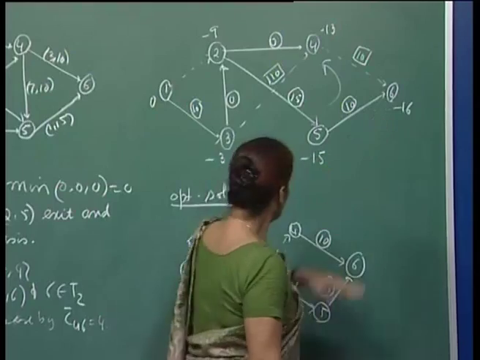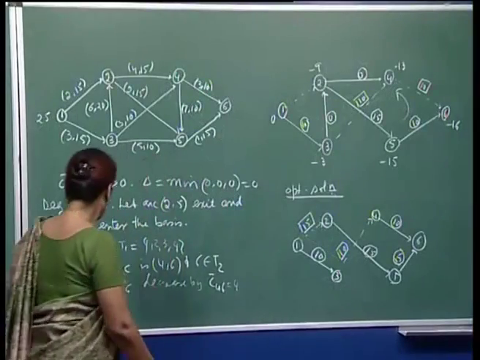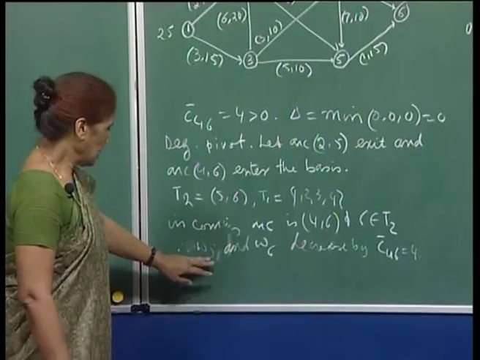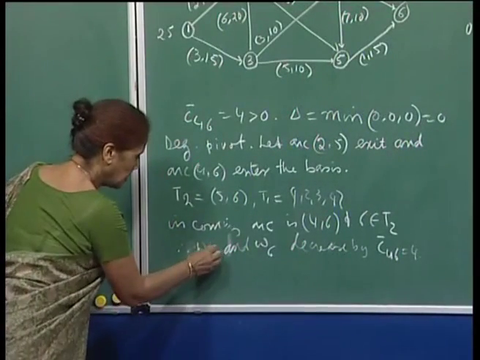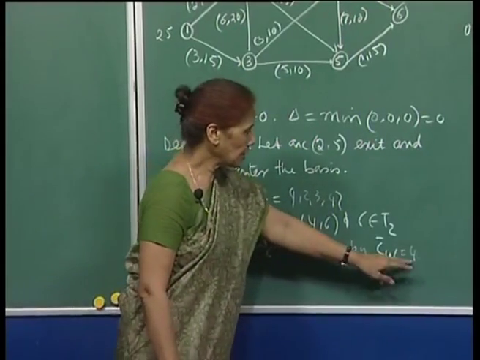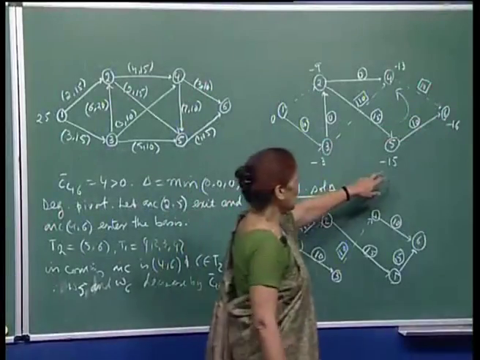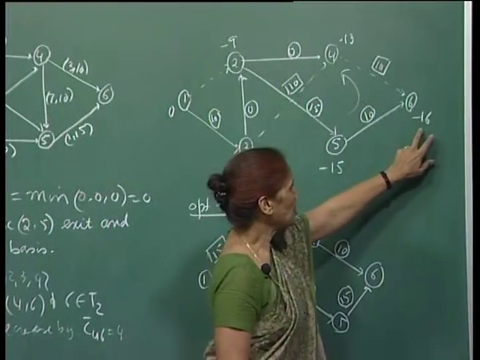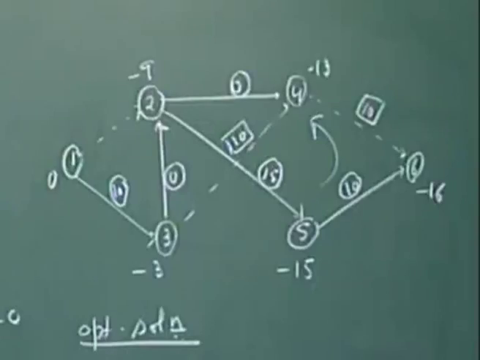And therefore, as I am saying here, that incoming arc is 4 6 and 6 belongs to T 2. So, therefore, W5 and W6 will decrease by C bar 4 6, which is 4. So, I have done that. Earlier value was minus 11, it has become minus 15 and this was minus 12. So, this is minus 16 now, right.